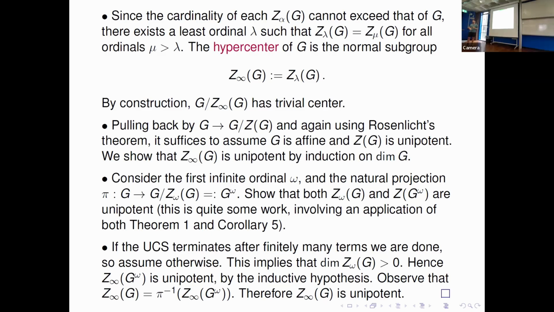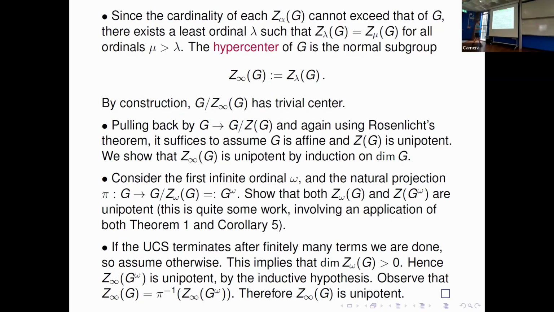So, as you mentioned before, am I saying anything about the non-affine case? The answer is really no. We simply project down and use this theorem of Rosenlicht's. So it suffices to assume G is affine and its center is unipotent. In this case, the claim is that the hypercenter is unipotent, and we just do this by induction on dimension.